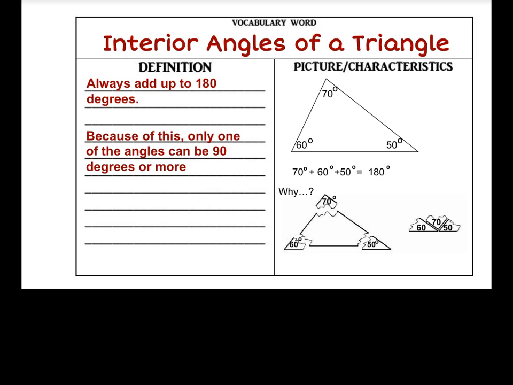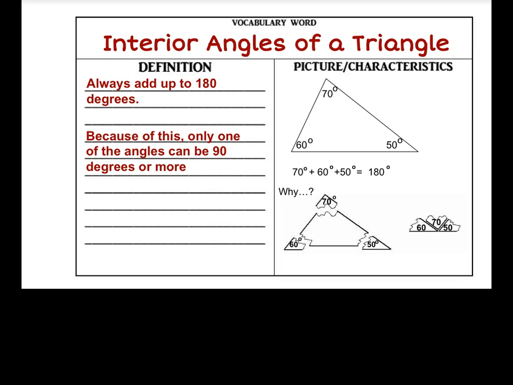And why is this? So think of having that triangle on a sheet of paper, and then you rip out the three angles from it, and if you were to put them together like this, notice that it forms a straight angle. And remember that a straight angle, which makes a straight line, is always equal to 180 degrees. So this is a way to remember why the angles inside a triangle always add up to 180 degrees.